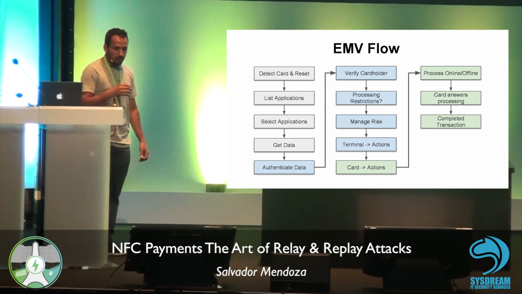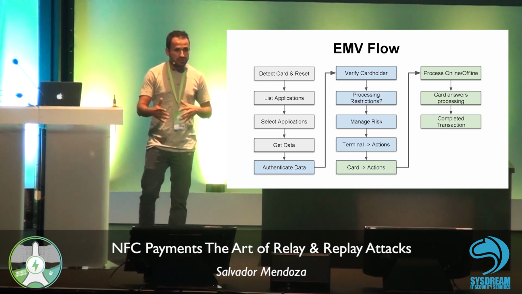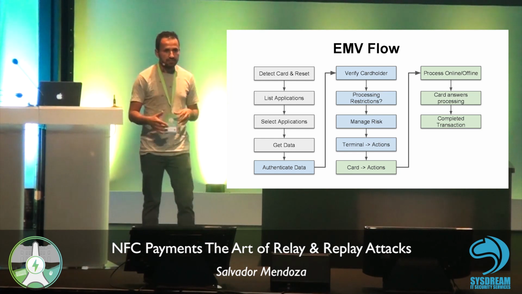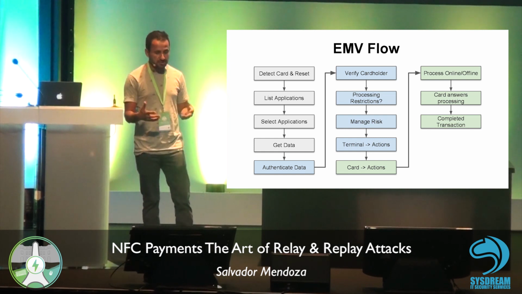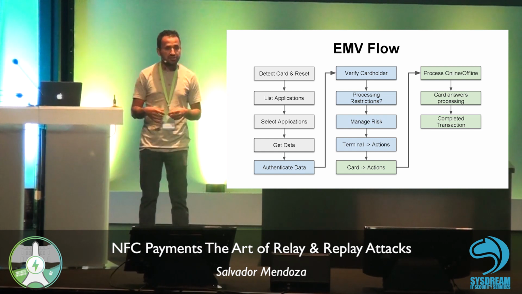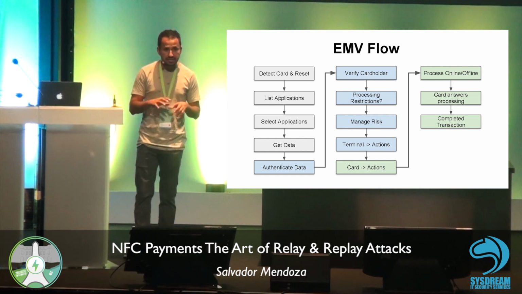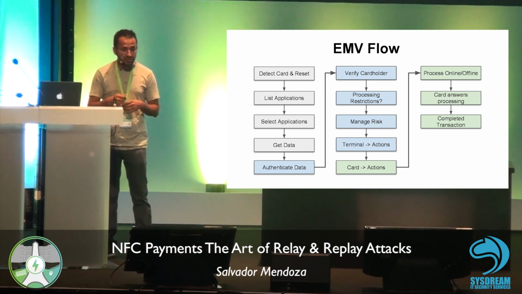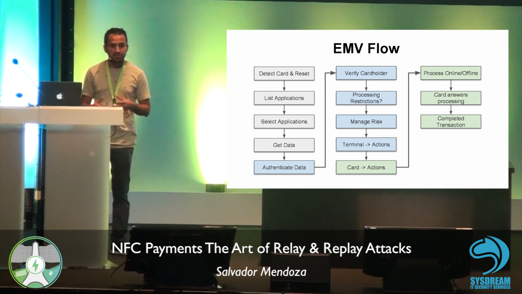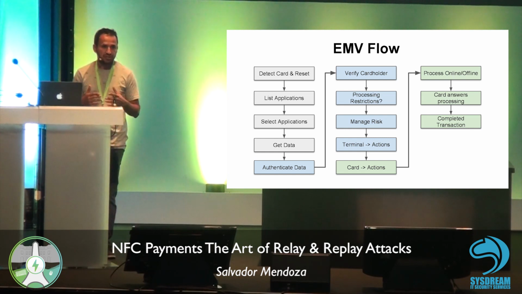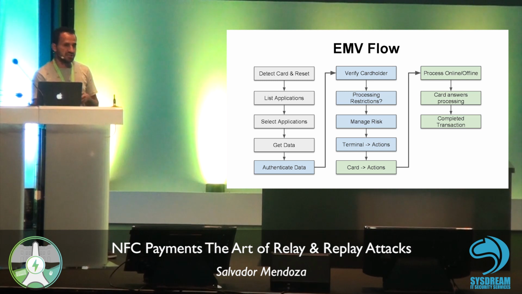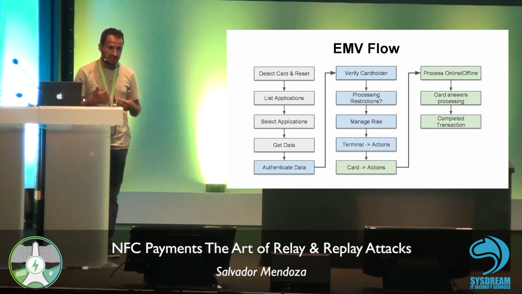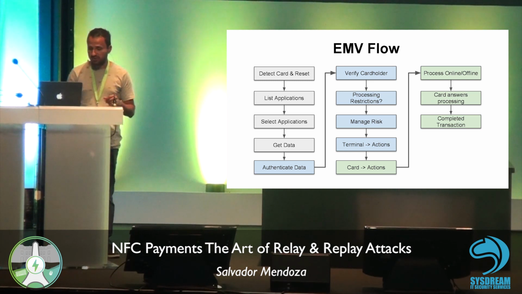A little bit about how this works. Basically, when you approach the mobile device to the terminal, it detects the device or the smart card. It lists the applications and selects the application. It performs many different tasks during this process: some restrictions, risk management, terminal actions, and after that, the transaction has to finish. Completing the transaction with an approved or declined transaction doesn't matter, but it has to be finished.